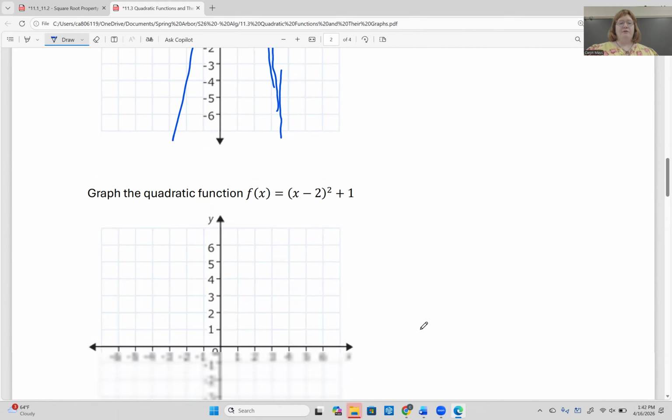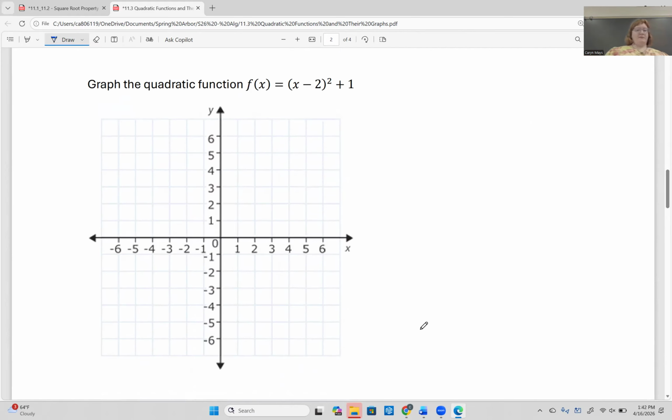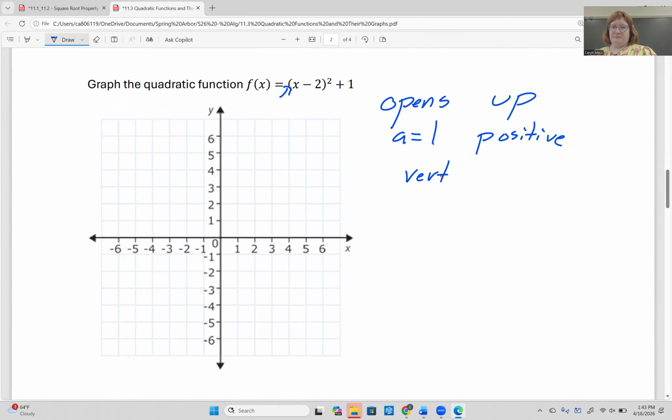So looking at the second one, opens up. Why? What is positive? A. A is positive. Specifically, what do you think A is? 1. When I don't see a number, 1. So A is 1, so it opens up because A is positive. What is the vertex? 2, 1. So (2, 1) opens up.